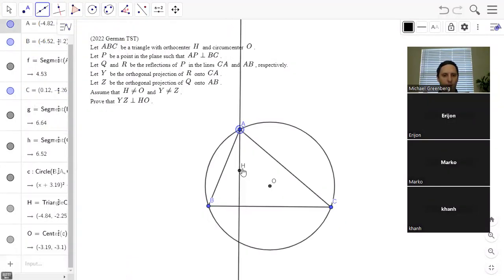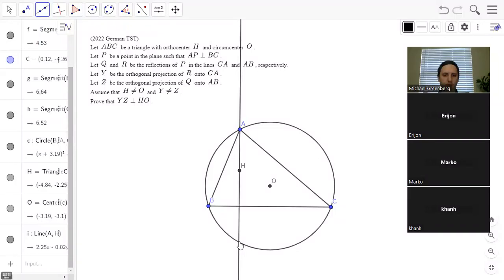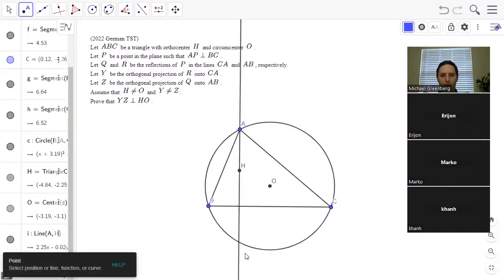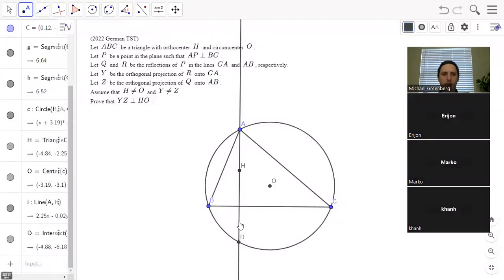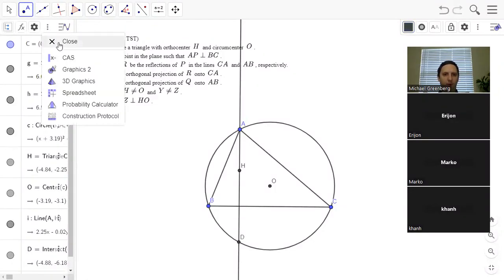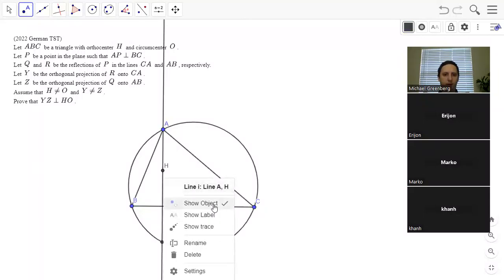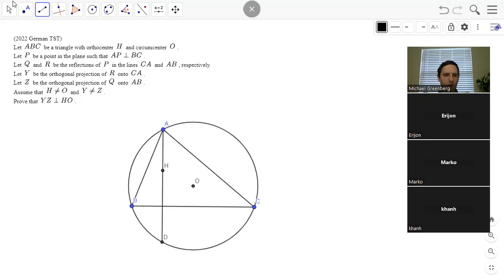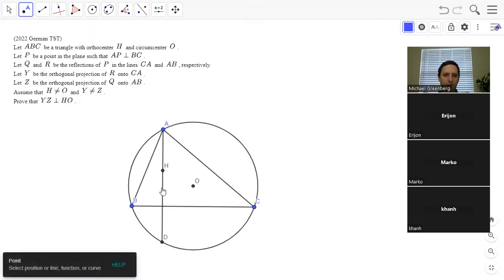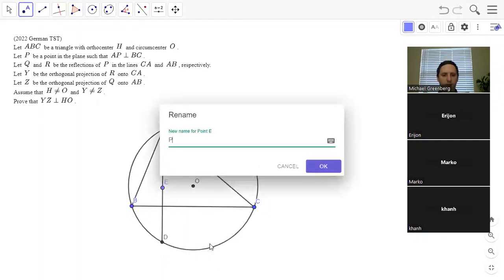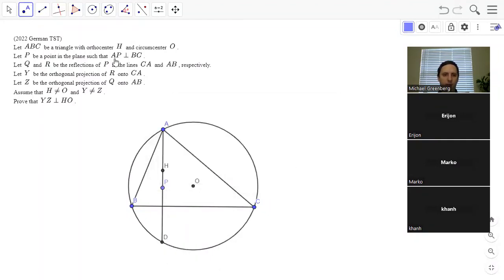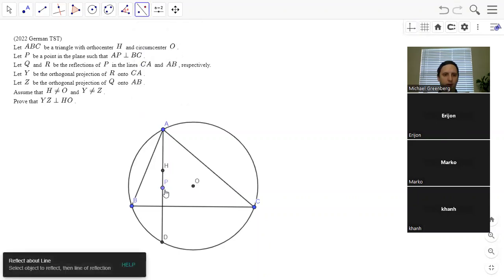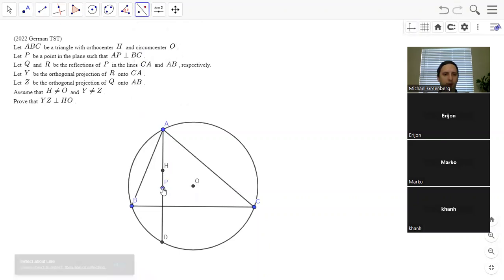So one way that we can characterize H is it's the reflection of this point over BC. So I'm going to draw this point right here, D. So that's an alternative characterization for H. And P is any point on the altitude. So we can let this point be P. Then we reflect P over CA and CB. Is that right? That's what it looks like.